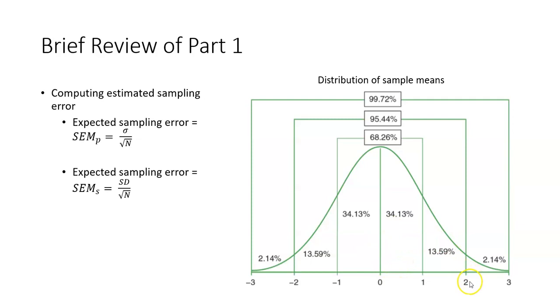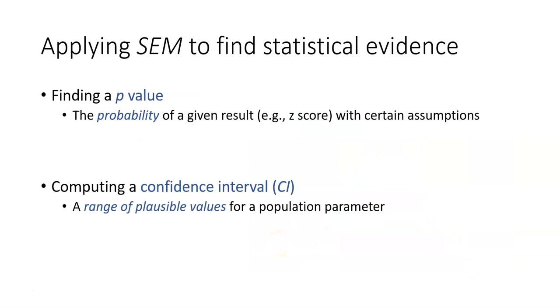And again, if you come out here to 2 SEM steps above and below, a little more than 95% of all possible sample means are going to be within 2 SEM steps above and 2 SEM steps below the population mean. Okay, so now let's go ahead and jump into this part, which is on how you can use this information to get statistical evidence.